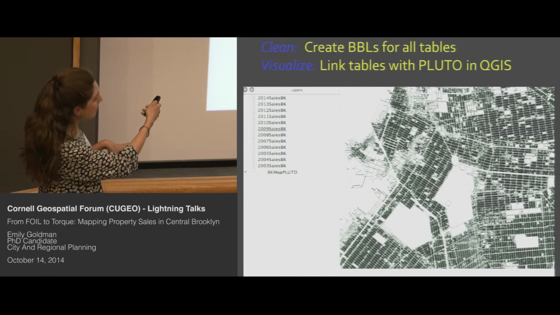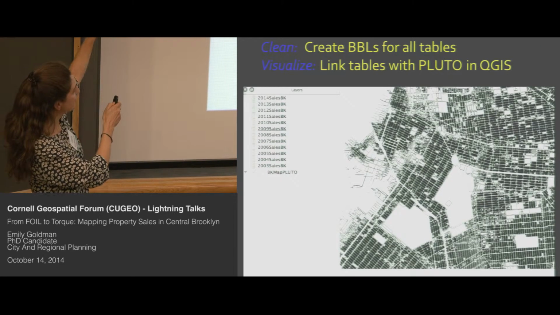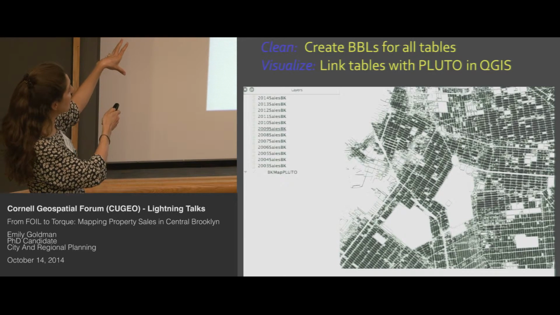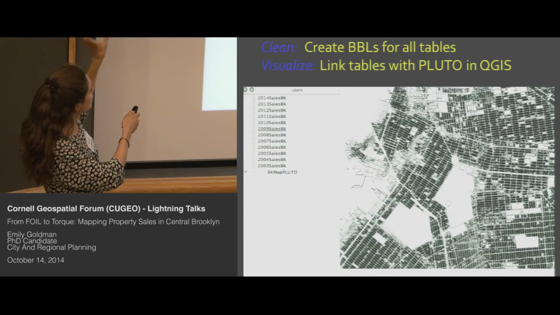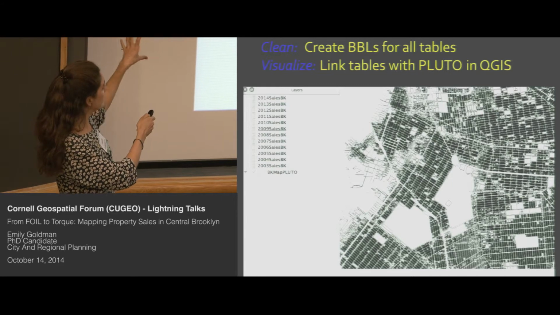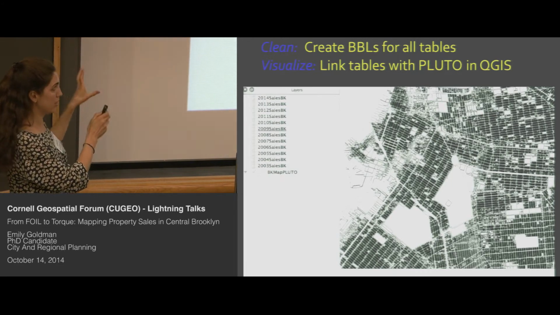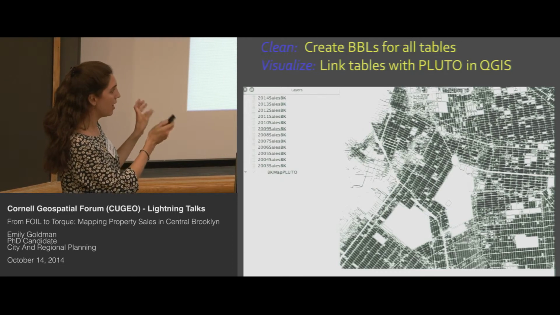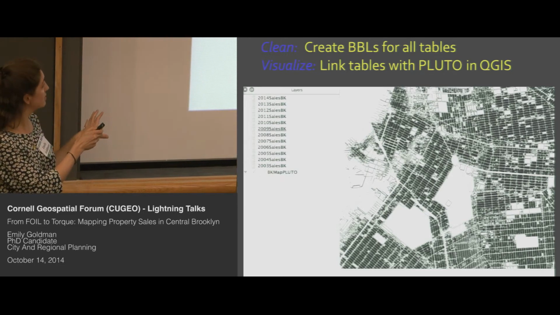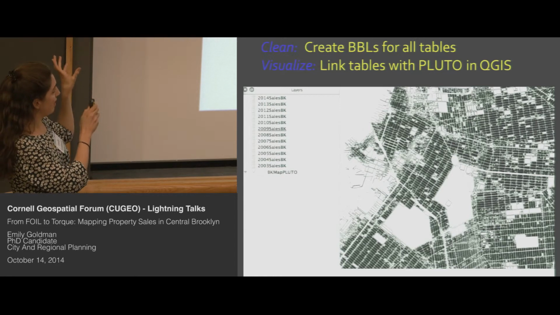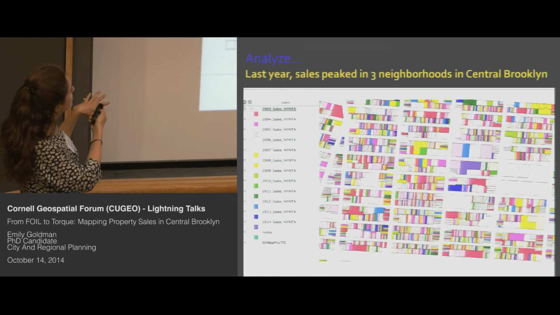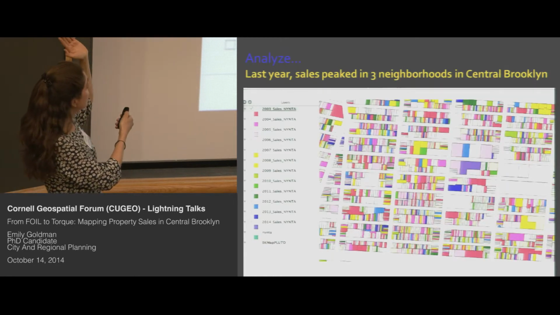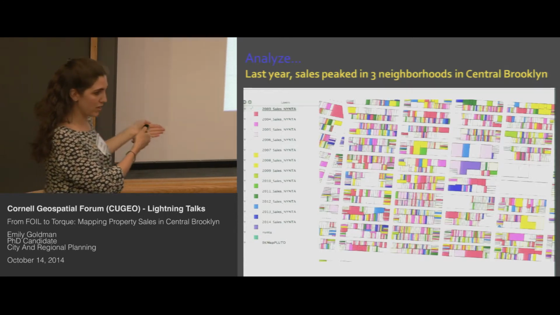Once I had all my tables cleaned and prepared, then I brought them into QGIS and used another open data layer called PLUTO, which is fascinating. It's every single parcel in all of New York City. I don't know what other municipalities do this, but anyway, then I could link all of that together to create a map in QGIS that shows every parcel sold according to what year.